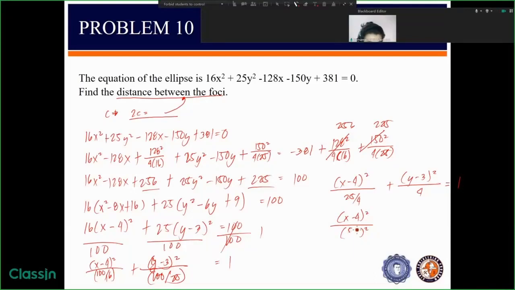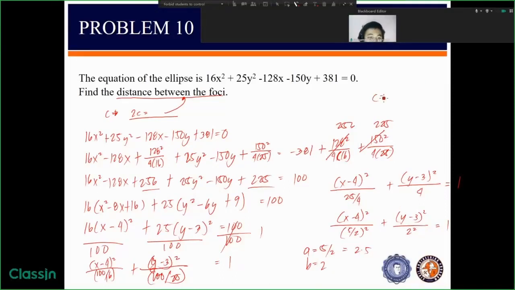So this will become 5 over 2 plus (y minus 3) squared over 2 squared equal to 1. So our a here will be equal to 5 over 2, and our b is equal to 2. Okay? So we now have the values of a and b. Our a is equivalent to 2.5, and b is equal to 2.